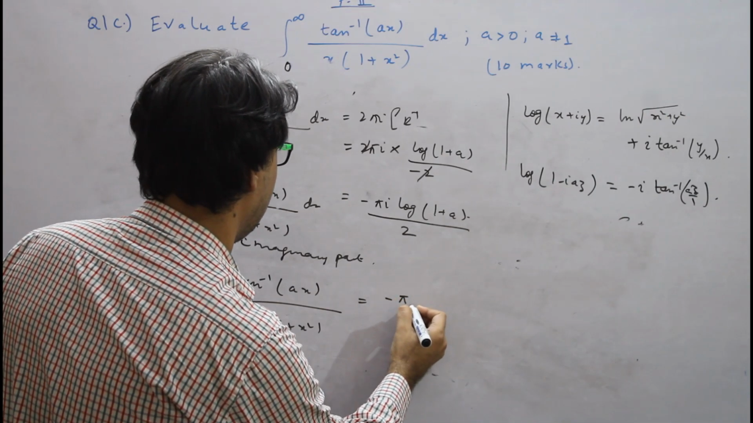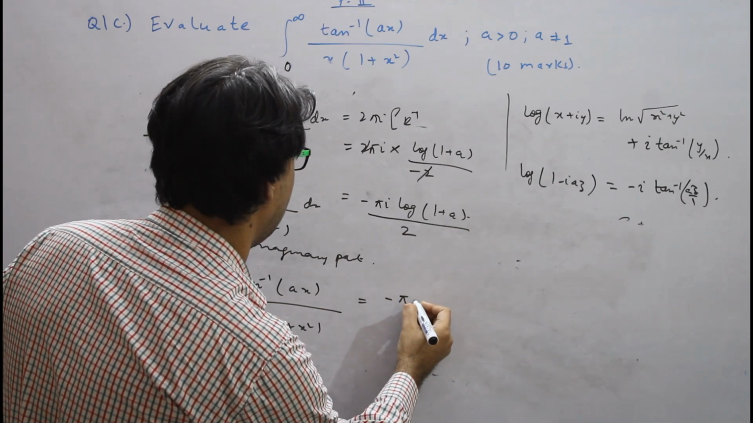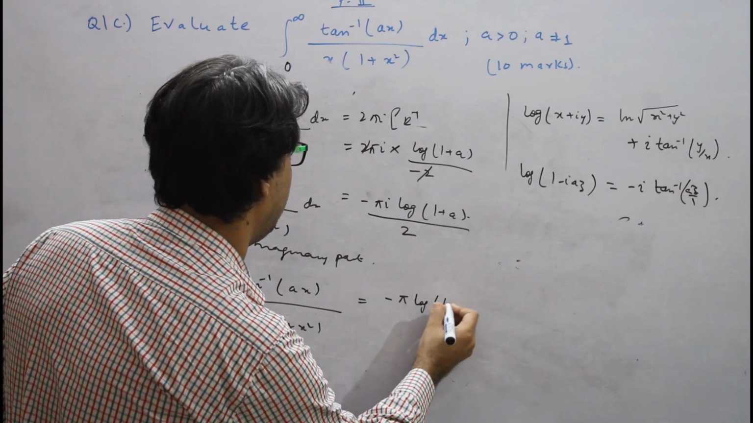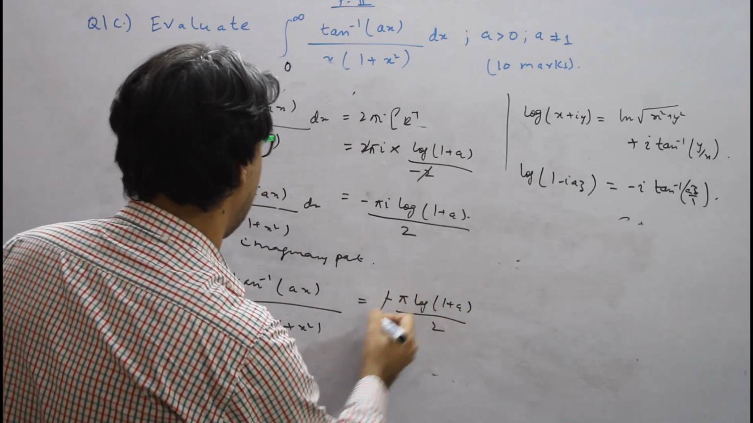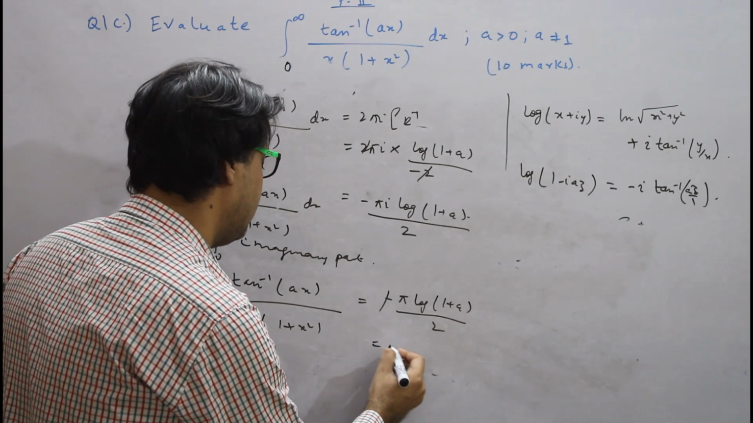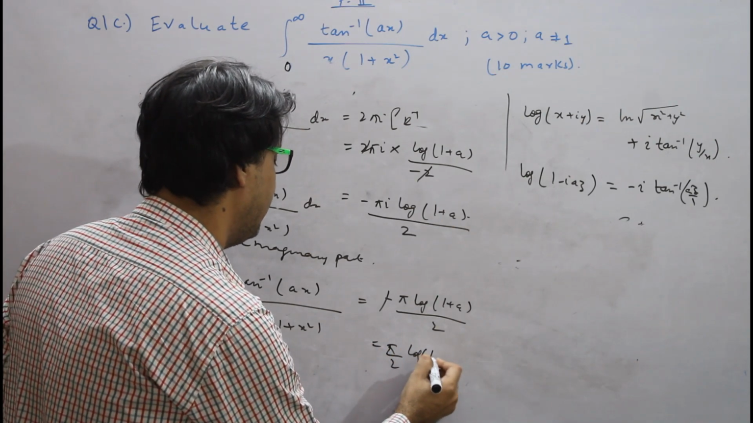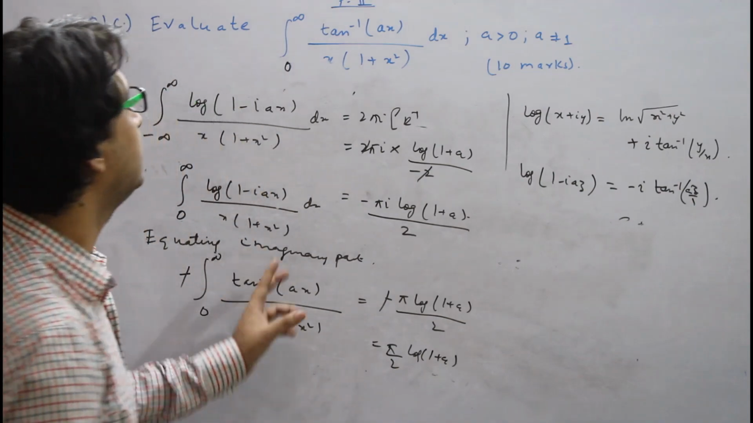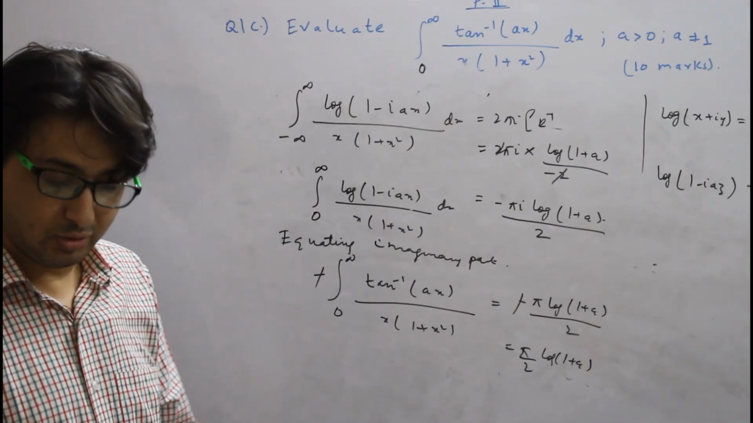Minus of log 1 plus a divided by 2. So minus sign and minus sign will get cancelled. So we have got our answer as 5 by 2 log of 1 plus a. So this is how we are going to solve by contour integration.